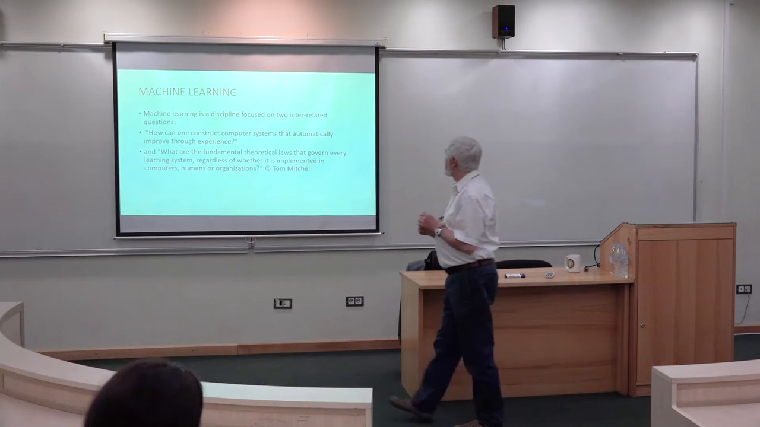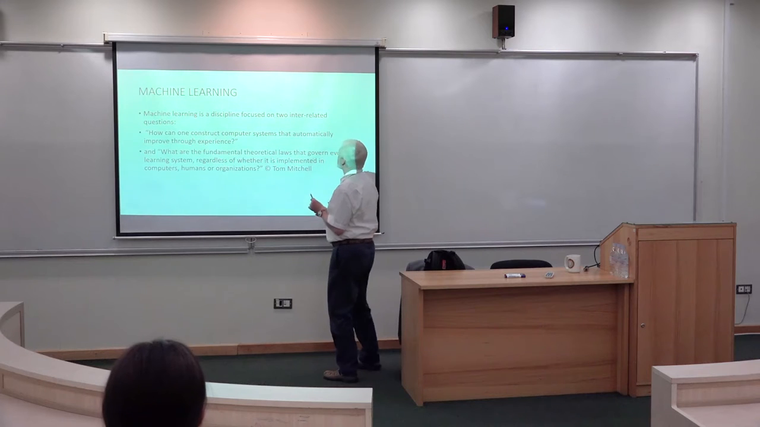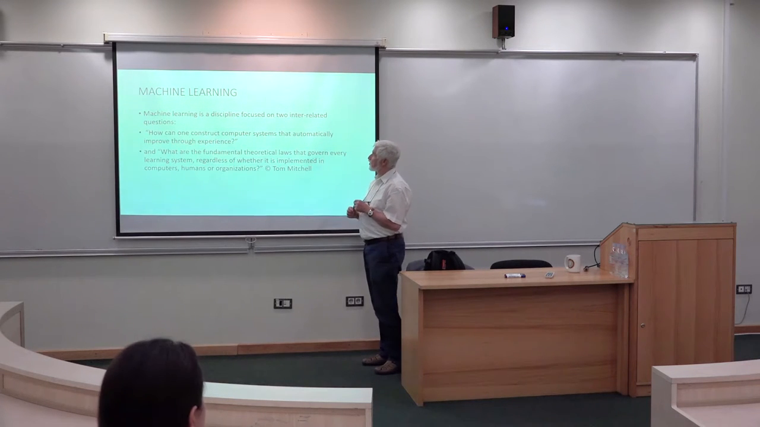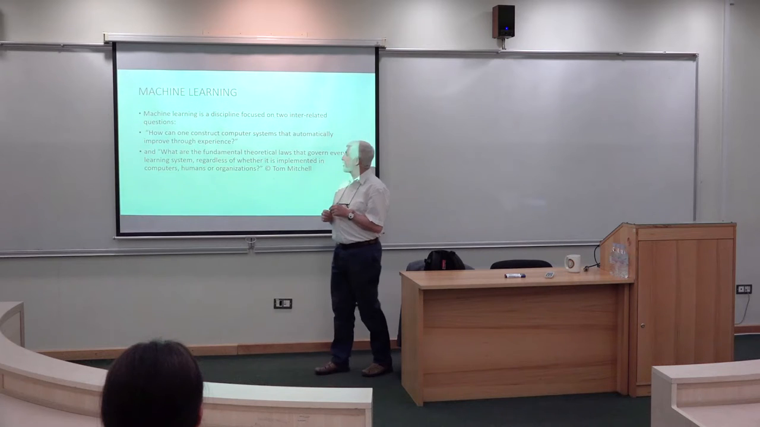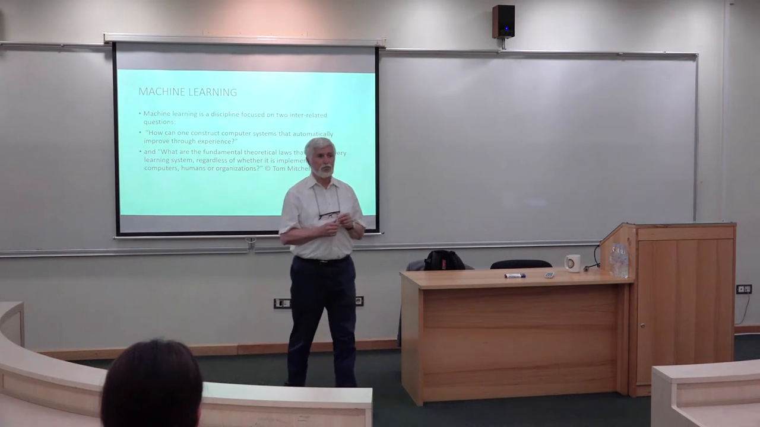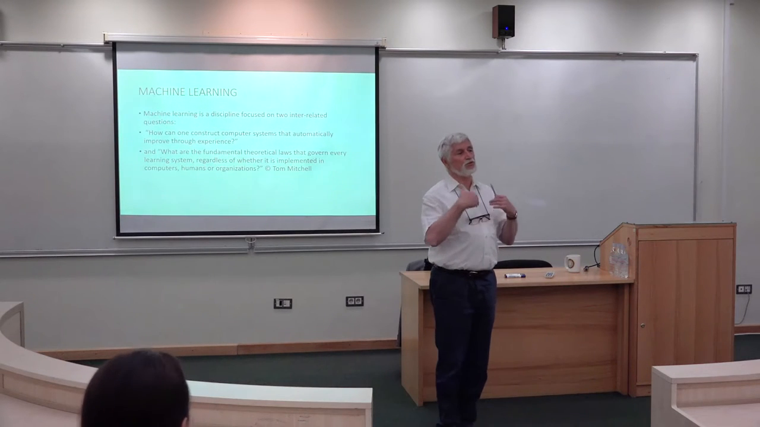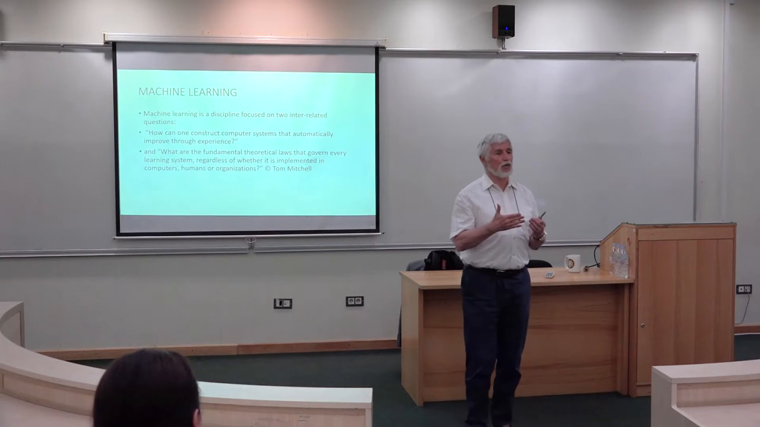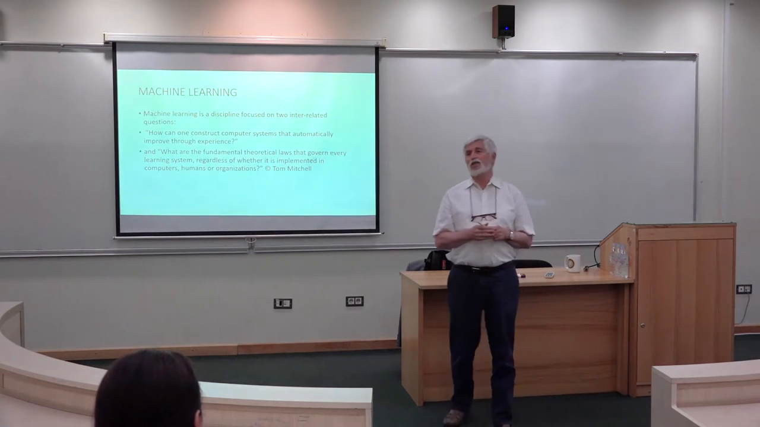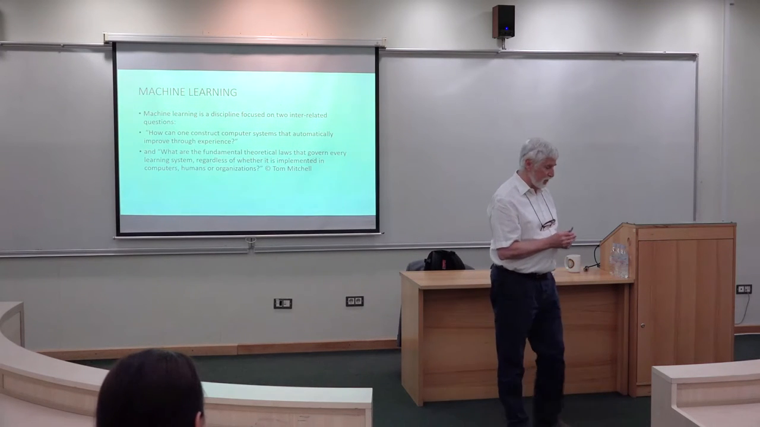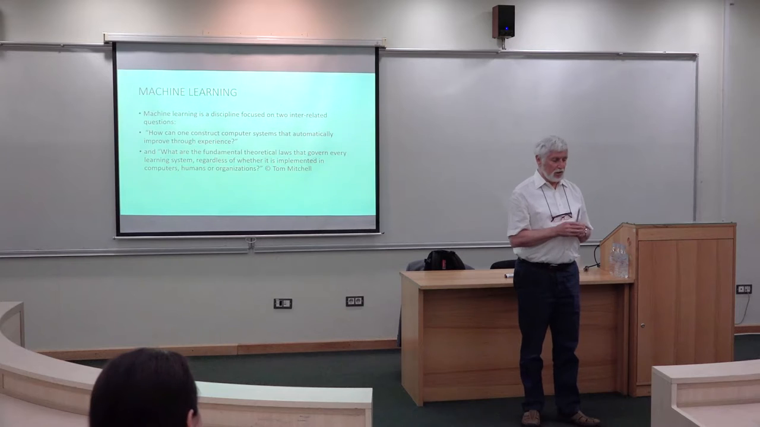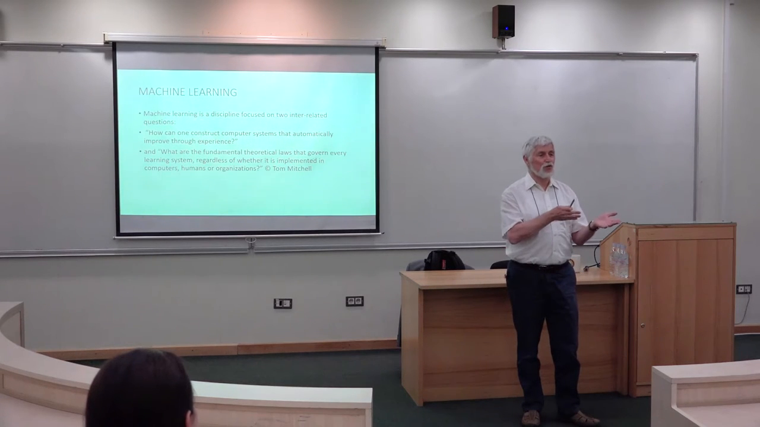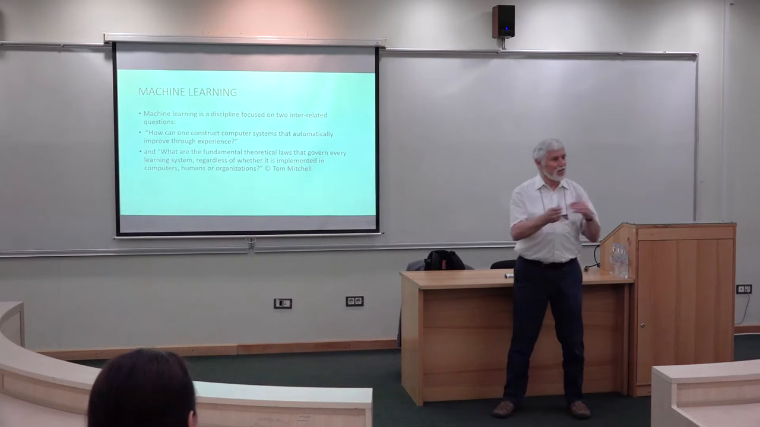And I like the definition from Tom Mitchell. Tom Mitchell says that machine learning is focused on two questions. The first question is, how can one construct a computer system that automatically improves through experience. So this means that you do not have to reprogram your computer program when you get new data. I saw another nice definition where somebody said that in machine learning we have the data and we are getting the rules. Of course, you can also have the rules and the data, and then you are getting the decisions, the classification. So it's inverted.